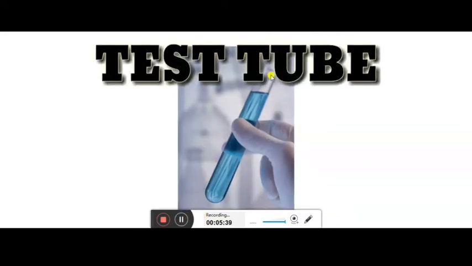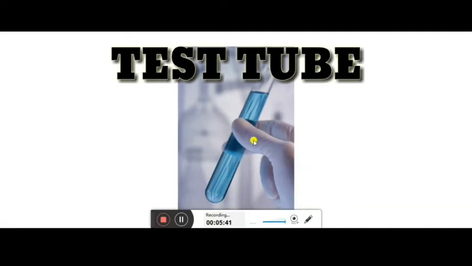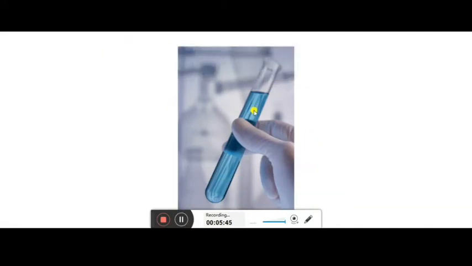Now this is the test tube. It is used for testing purposes. The chemical tests are performed in this test tube. This is also made up of glass.